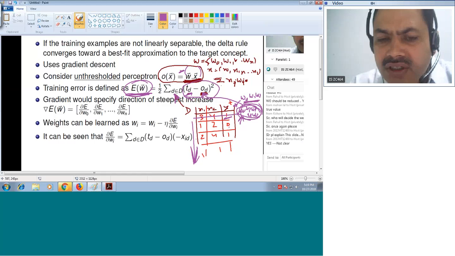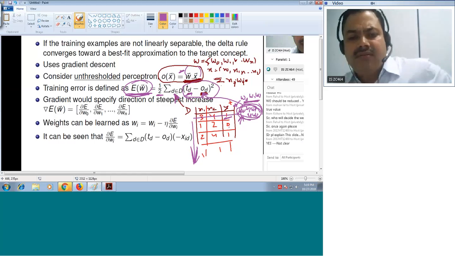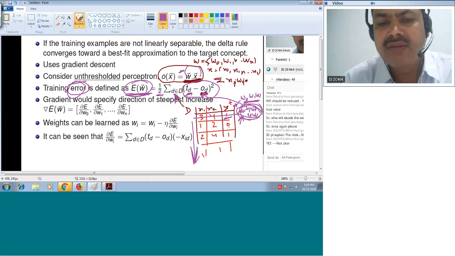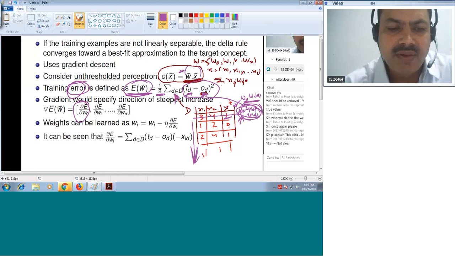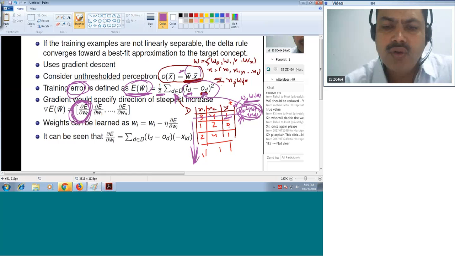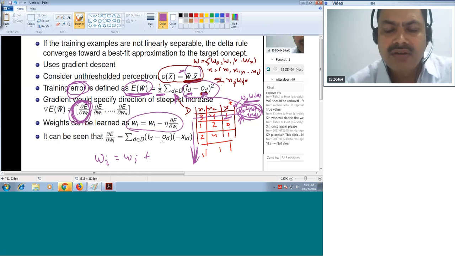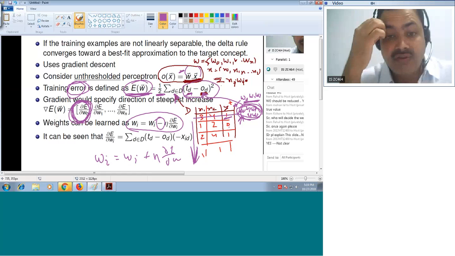Again, somebody is asking why the half is there. It is not important; it is defined in the error function for mathematical convenience only. Later you will see this when I take the derivative, because we want to find out what should be the next value of W. So the next value is Wi equals Wi minus eta times del E upon del Wi. Why minus? Because if the slope is in this direction, you want to go in reverse, because you want to minimize the weights.